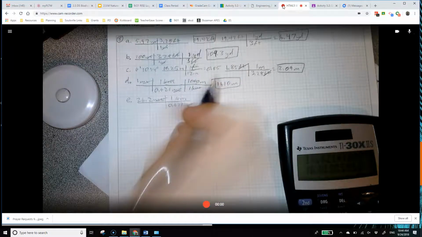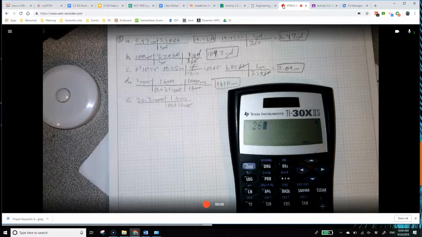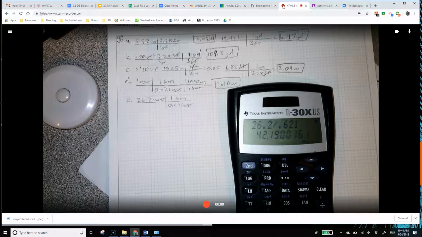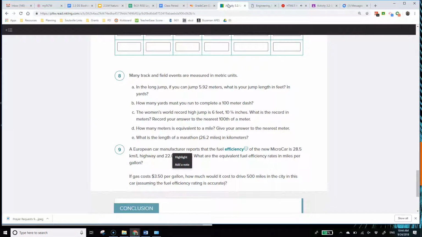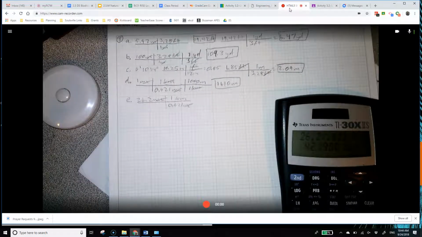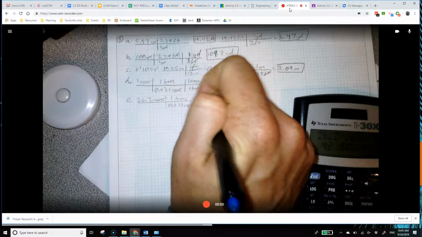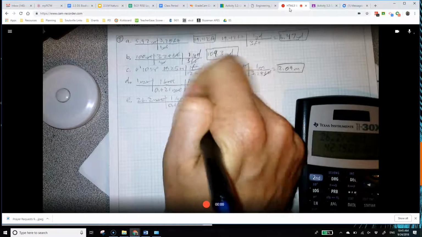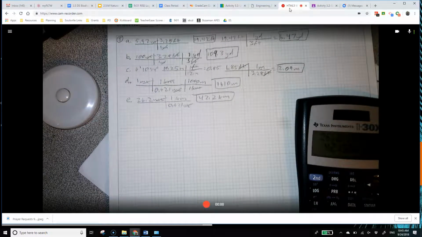Cross out miles. And 26.2 divided by 0.621 gives me 42.19. Tell me how much it wants me to round that to. No, so I'm going to round the same number of decimal points that was in miles. So round it to one decimal point, so it'll be 42.2 kilometers. That's my answer for E. And that completes step 8.